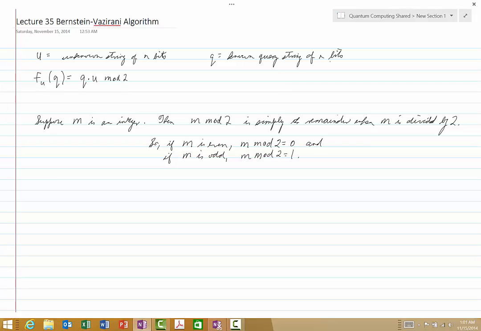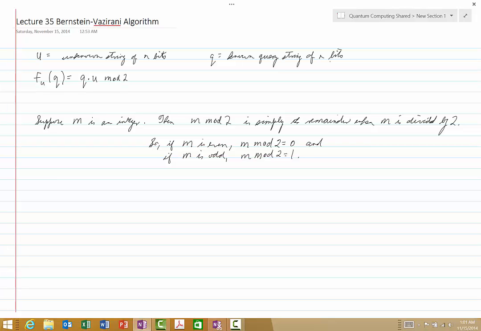So basically, you can think of it like this. If you have as input to f sub u some string of n bits, the output will tell you whether that string and the unknown string u have an even or an odd number of positions in which both of them have a value of 1.